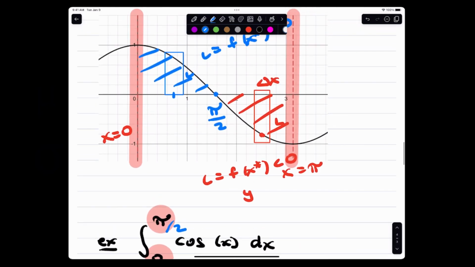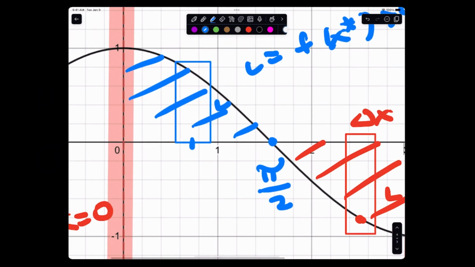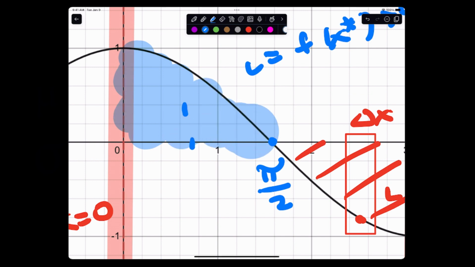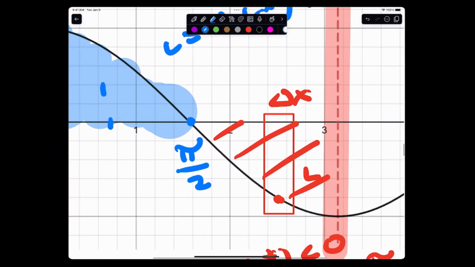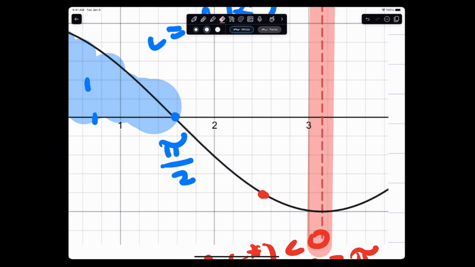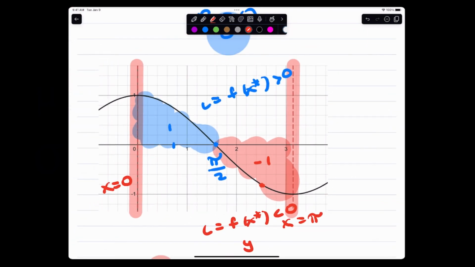And let's see if that makes sense. We're saying from here to here, ladies and gentlemen, this area here is what? 1. Just so you guys know, that's from 0 to pi over 2. It's positive 1. Now, what does that actually mean about this portion? This portion over here is what? It's negative 1. So pi over 2 to pi, that's negative 1.